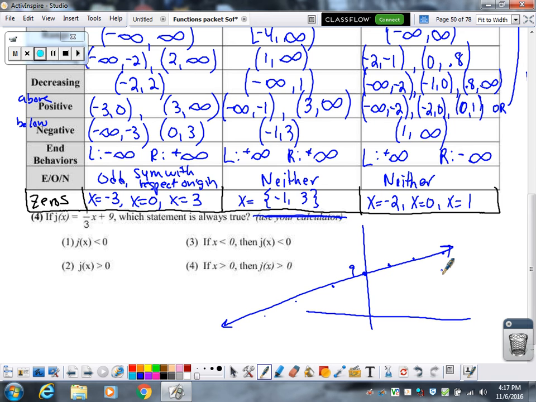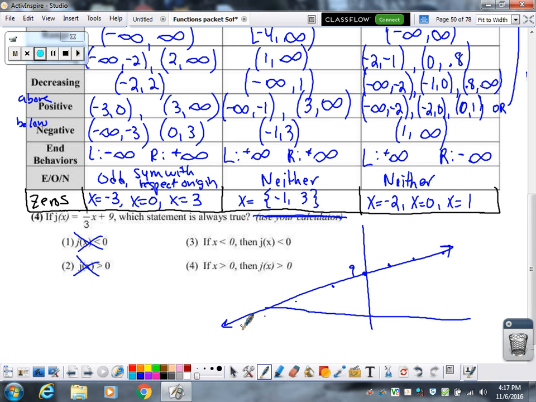Number 1 is saying, is j of x less than 0? That's not true because we're actually greater than 0 on a good portion on paper. Is j of x always positive? Is it always above the x-axis? Nope, that's not true because we do know that here it does hit the x-axis, and over on this side it is going to be less than 0.